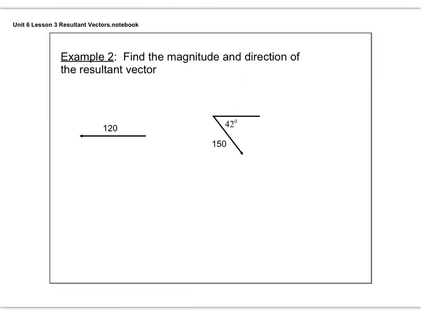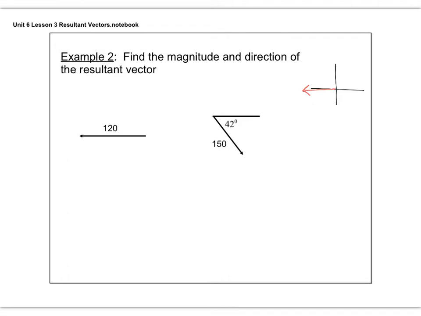Example 2. Find the magnitude and direction of the resultant vector. So we want to add these two vectors together and see where it ends up and what is its magnitude and direction. I like to draw out a little visual, so I'm just going to make a little coordinate plane up here. Now the first vector is 120 magnitude and it's heading exactly to the west, or left. So it's going to go out this direction.